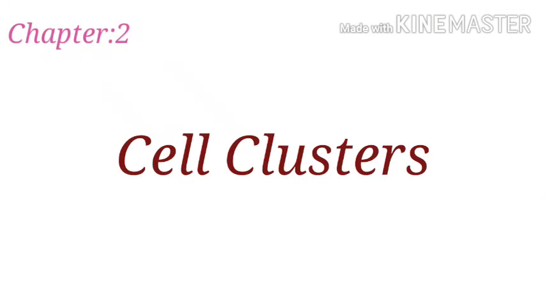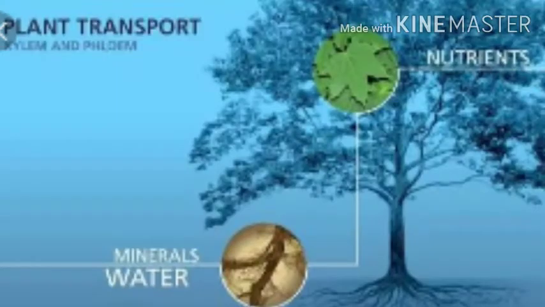We are discussing our second chapter, cell clusters, and we have almost covered it. Today in this video, we are going to discuss the last portion of this chapter. In the last video, we discussed different types of plant tissues, that is parenchyma, collenchyma and sclerenchyma. Today also we are going to discuss plant tissue, that is vascular tissue.